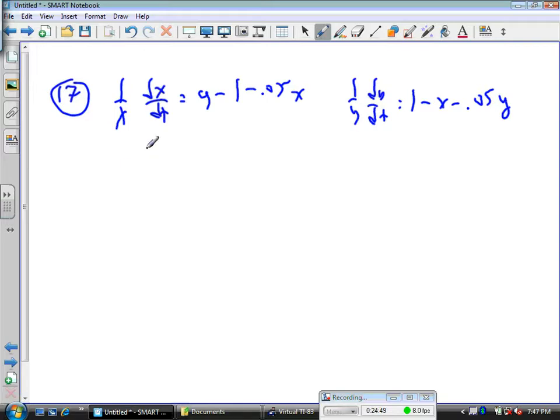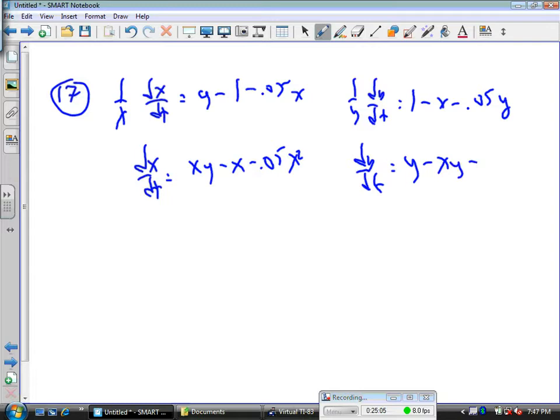What's the growth rate dx/dt? It's this. dx/dt is equal to xy minus x minus 0.05x squared. That's the dx/dt by itself. What's dy/dt by itself? dy/dt is y minus xy minus 0.05y squared. Okay, what does that mean?